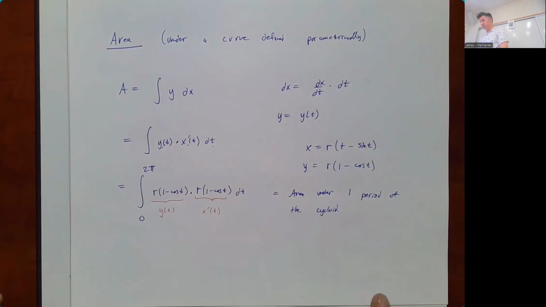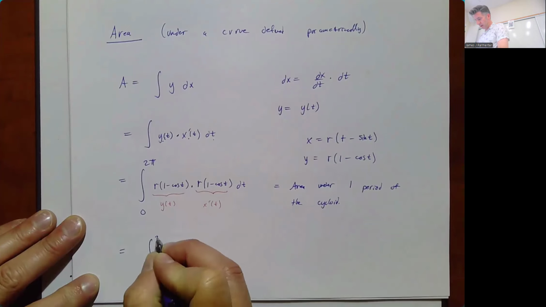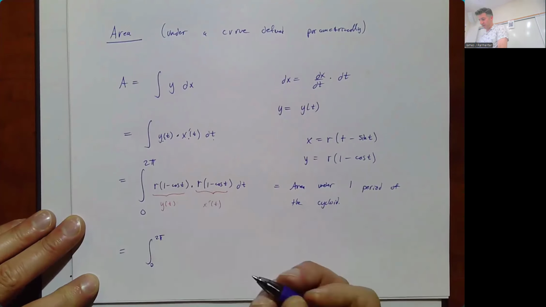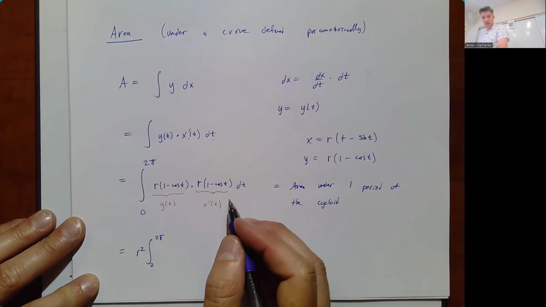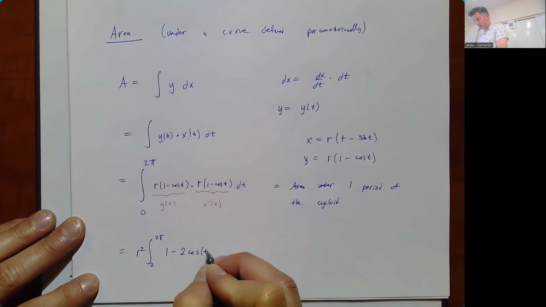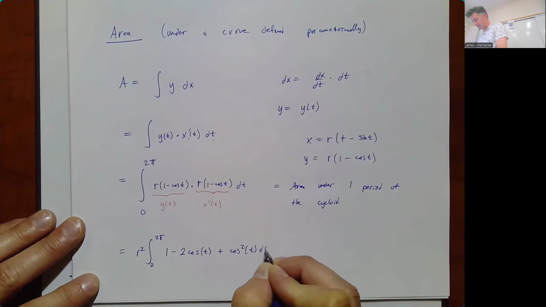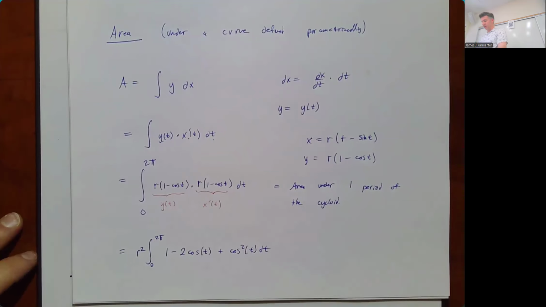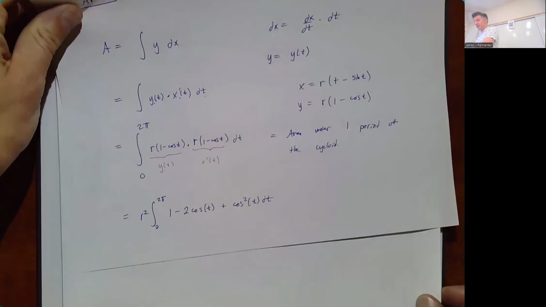And then we multiply it out and integrate it. So we're going to end up getting the integral from 0 to 2 pi. R times r, let's pull that out in front and say we've got r squared. And you have 1 minus cosine times 1 minus cosine, which is going to be 1 minus 2 cosine of t plus cosine squared t dt. And this is the unfortunate situation where you have to use a trig identity for cosine squared. It does get a little bit less nice.